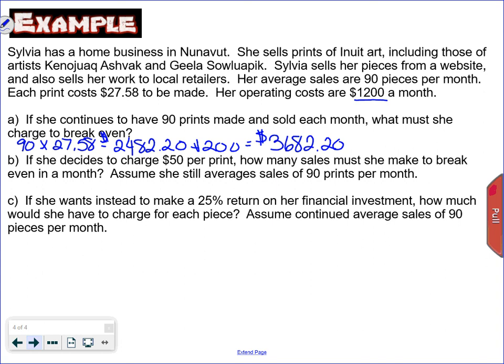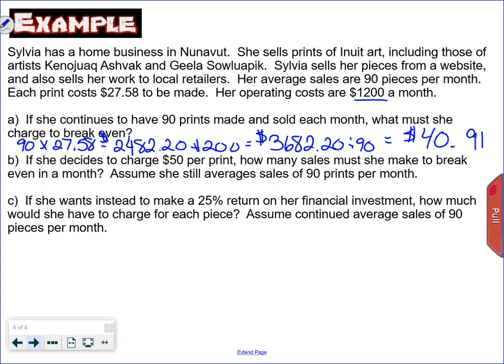So we want to figure out how much she has to sell each of these prints for in order to break even. So we're going to take the amount of expenses she has. We're going to divide it by the 90 prints that she sells. And when we do that, we find that she needs to sell the prints for $40.91 in order to break even and not make any profit, but also not lose any money.